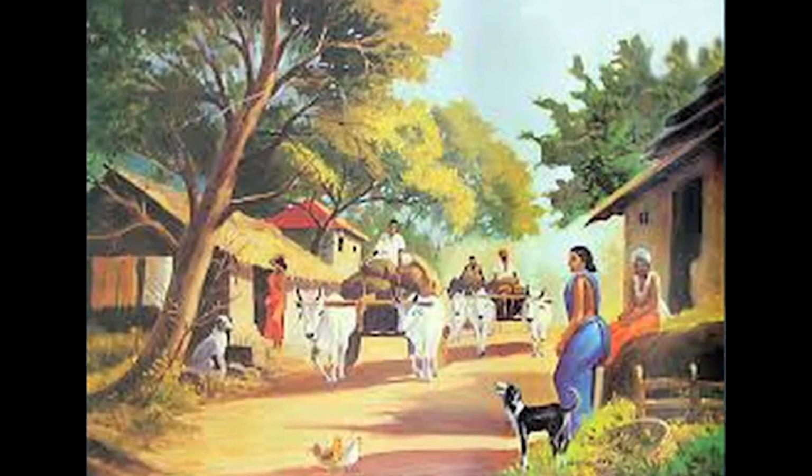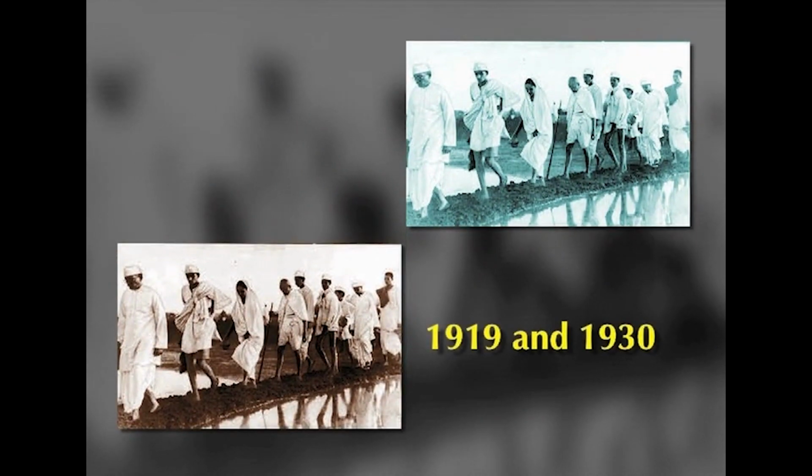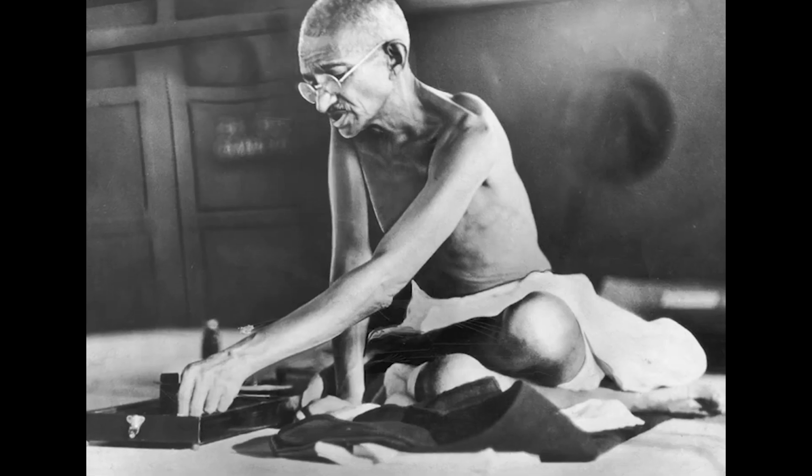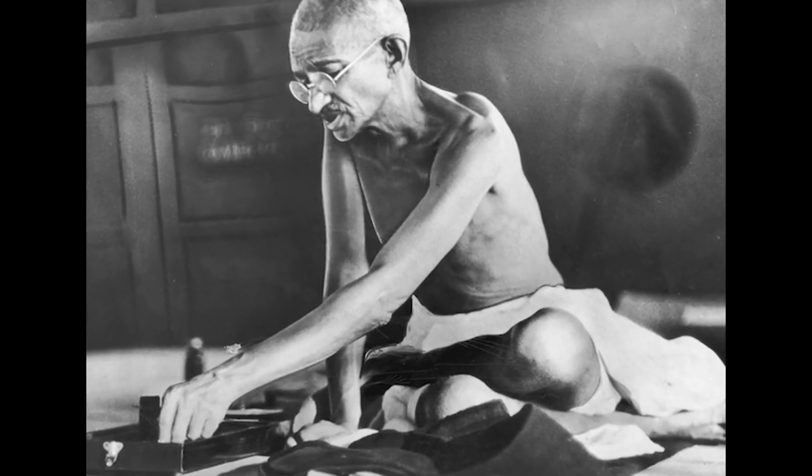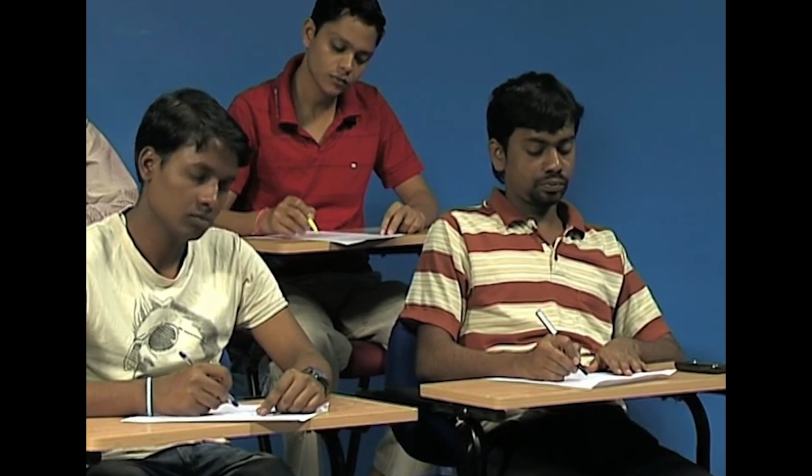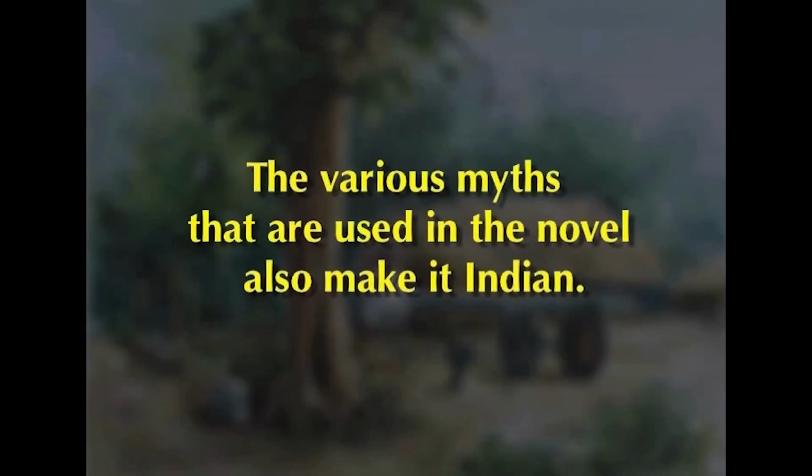The novel also depicts the impact of Gandhian freedom struggle on a remote village in India. The events that take place in Kanthapura under the impact of the Gandhian non-violent, non-cooperation movement happened all over India between 1919 and 1930, when Gandhi transformed the entire nation into an army of disciplined and non-violent freedom fighters. The political, religious and social strands of the Gandhian movement, a distinctly Indian movement, are woven into the complex story of the novel. The various myths that are used in the novel also make it Indian.